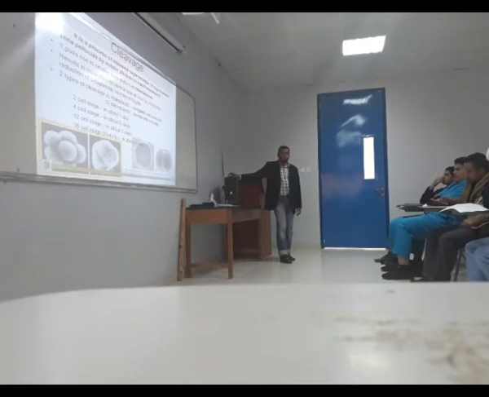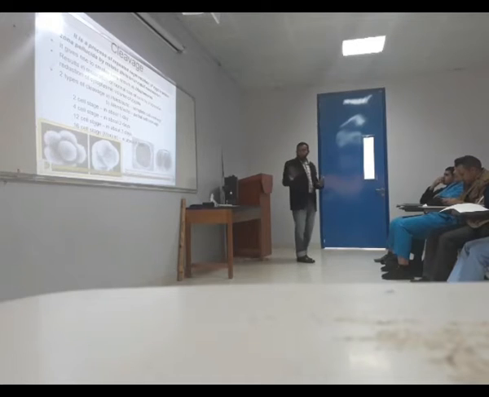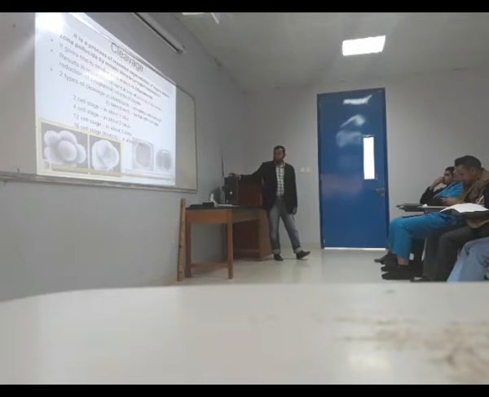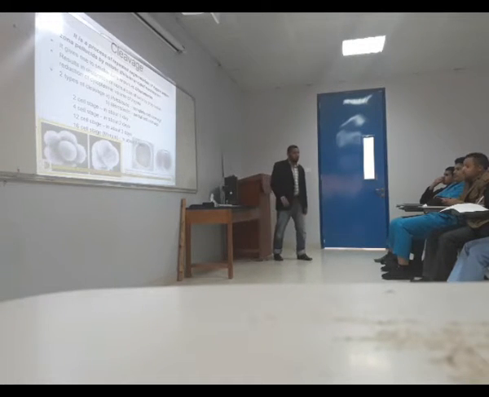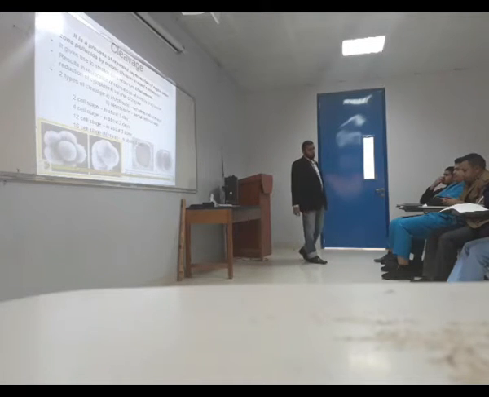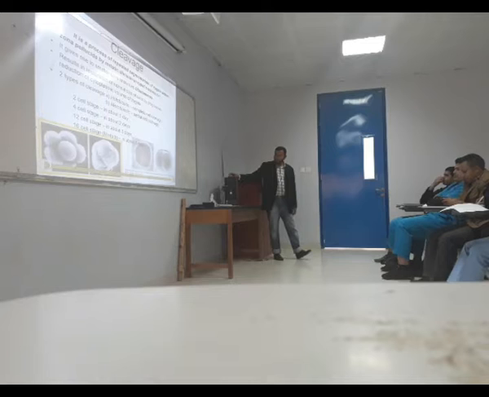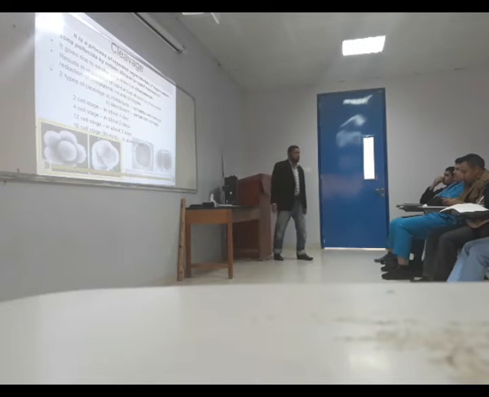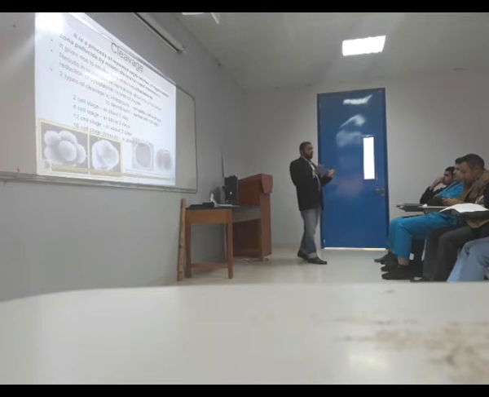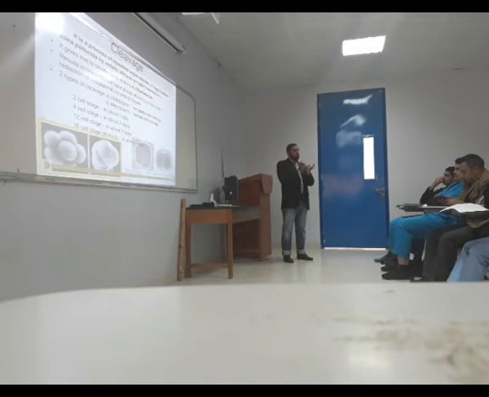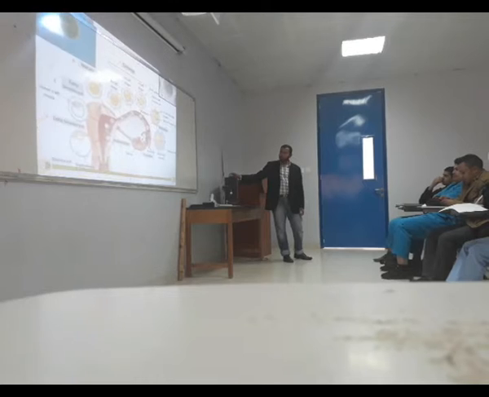Then it becomes 4-cell. These 2 will become 4. Then by the second day, it becomes 8, then 12 by the 3rd day, and it becomes finally a stage called morula, where it is 16 cell stage by the 4th day. It is called morula because it looks like a mulberry. That's why they look like this.